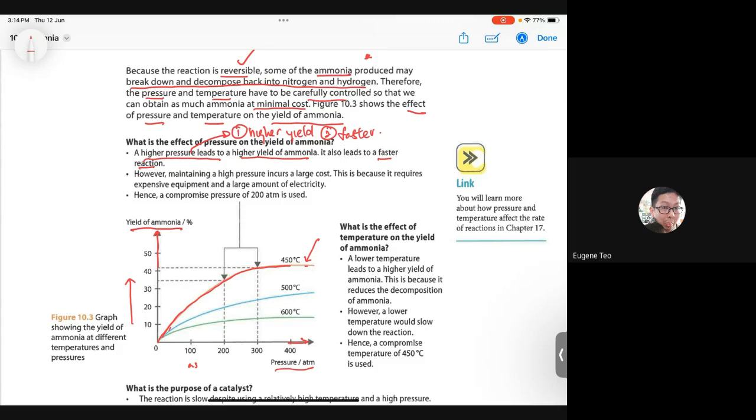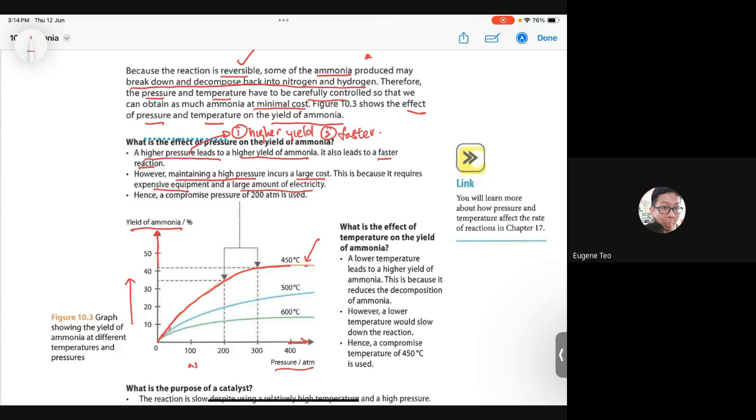Why do I not want to have higher pressure? The key idea here is pressure comes at a cost. Maintaining high pressure, think of it as my equipment needs to be more expensive. I need a larger amount of electricity. So maintaining higher pressure incurs a larger cost, because of the expensive equipment and large amount of electricity. Therefore, pressure is compromised. That means I try to find a middle point such that it is good, but not excessive, so that I can manage the amount of money I need to spend.